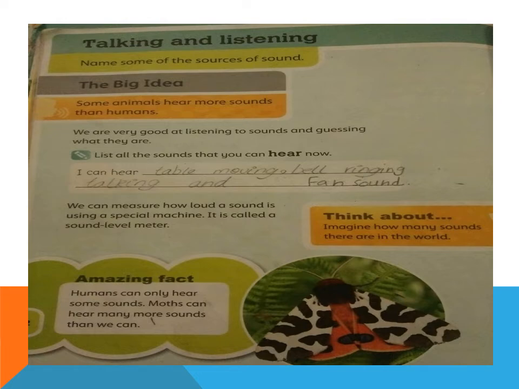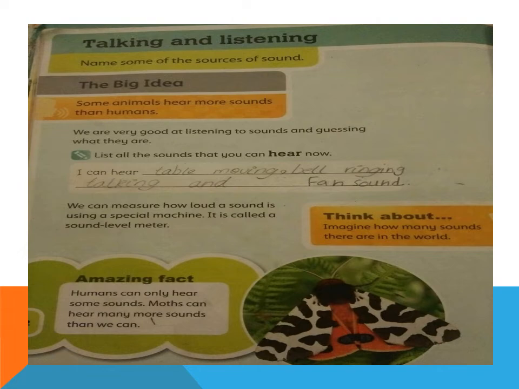We can measure how loud a sound is using a special machine. It is called a sound level meter. There is one machine which is called a sound level meter. We have a picture of that machine on page number 73, which is our next page of today. And why do we use that machine? We use that machine to measure whether the sound is louder or not that loud. So in that machine we can measure the sound.